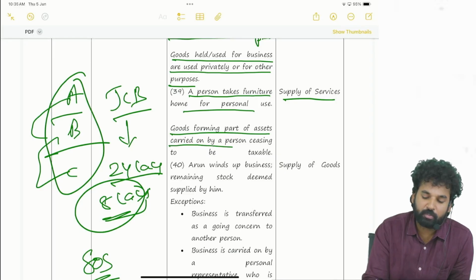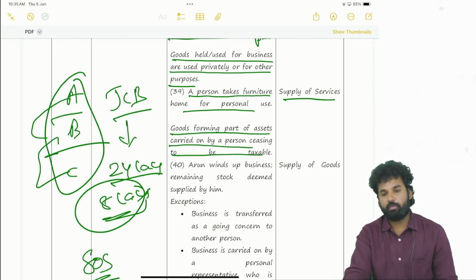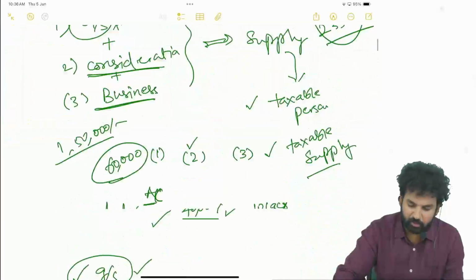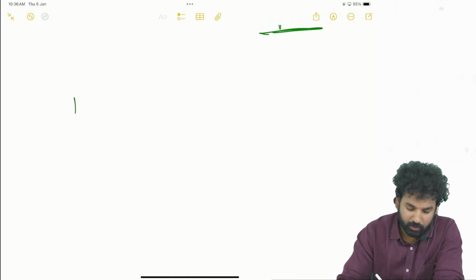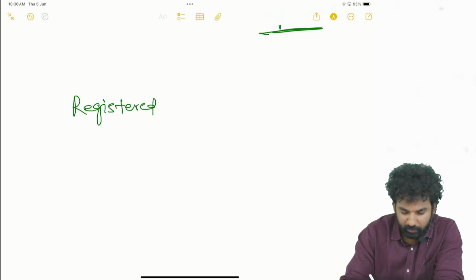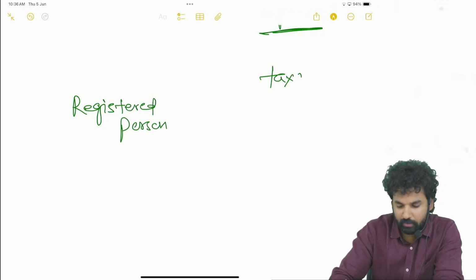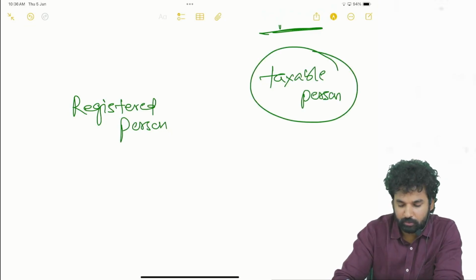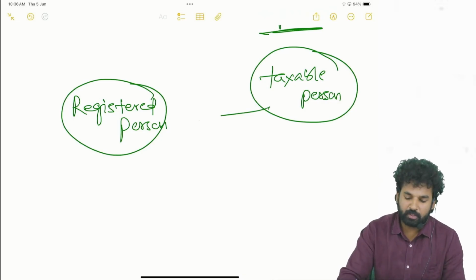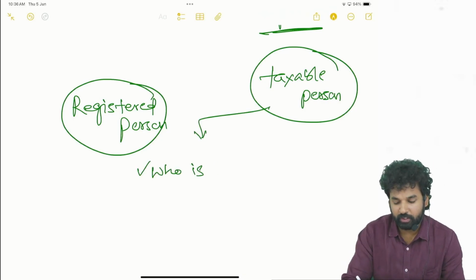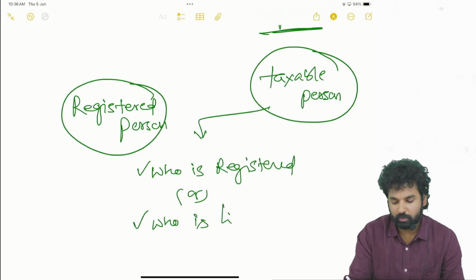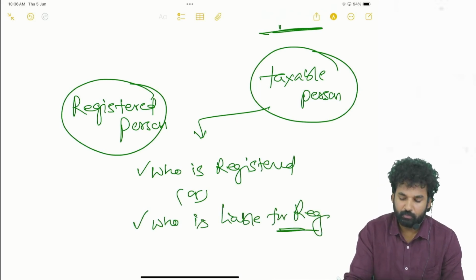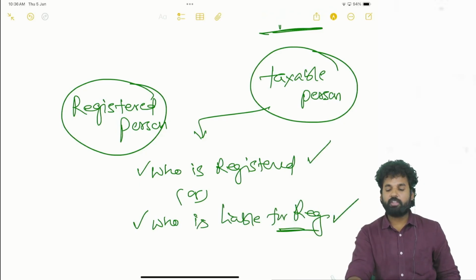Goods forming part of assets carried on by a person ceasing to be a taxable person. A person ceasing to be a taxable person means, first of all we have to discuss taxable person. In GST there is a concept of registered person and there is a concept of taxable person. A taxable person means a person who is registered or who is liable for registration.